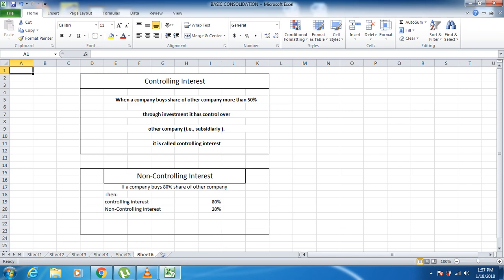Now we will start the adjustment of controlling interest and non-controlling interest on a proportion basis through a simple question.